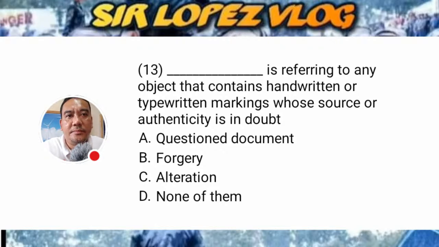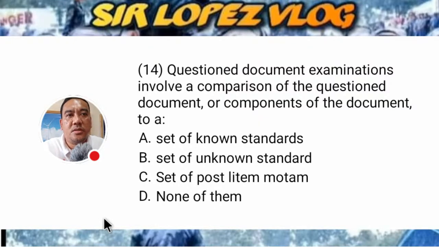Number 14. Questioned document examinations involve a comparison of the questioned document or components of the questioned document to: A, set of known standard. B, set of unknown standard. C, set of post-Latin mutam. Or D, none of them.